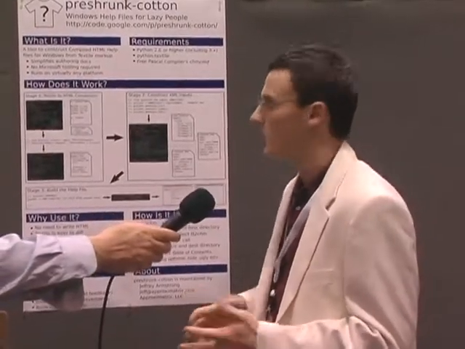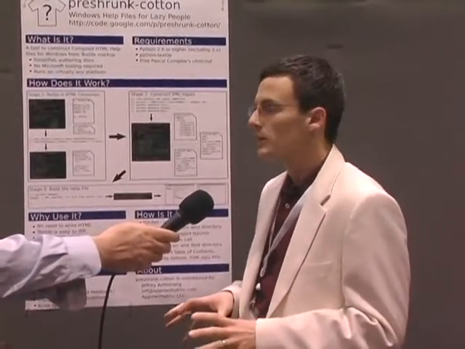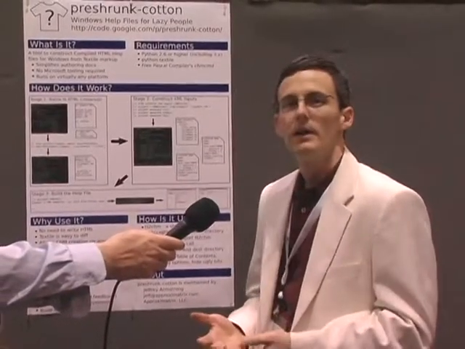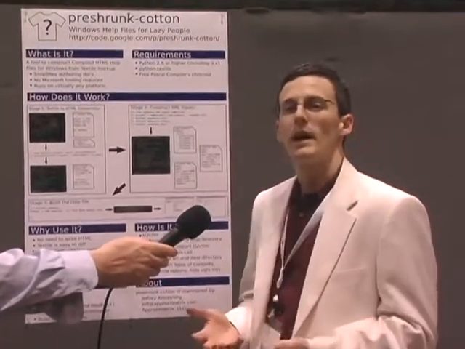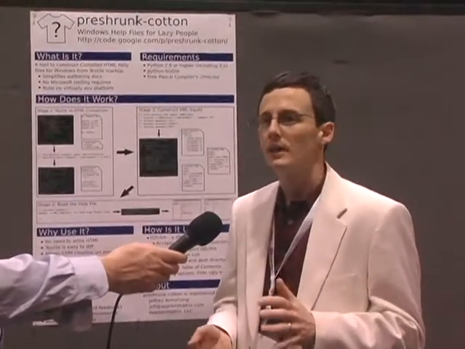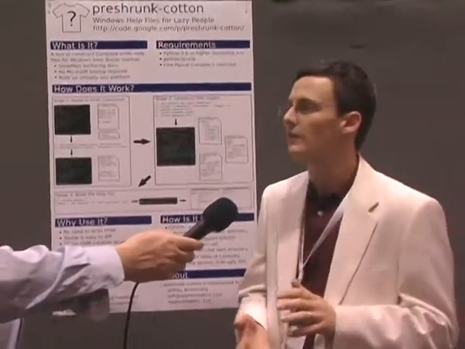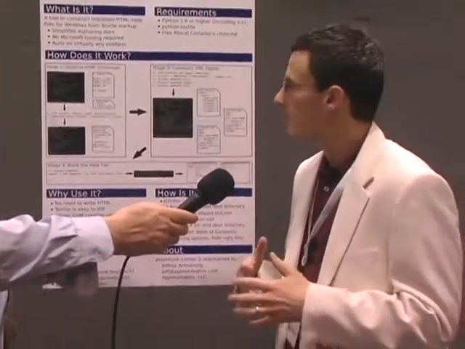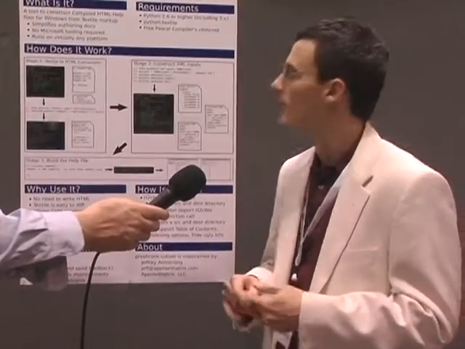So preshrunk-cotton allows you to write your help documents in Textile markup language, a simplified markup, and you basically organize the tree of your help file in the directory structure, and that's going to equate to the table of contents of your help file. And what preshrunk-cotton does is take over all the nastiness that you're going to need to make that compressed HTML help file.